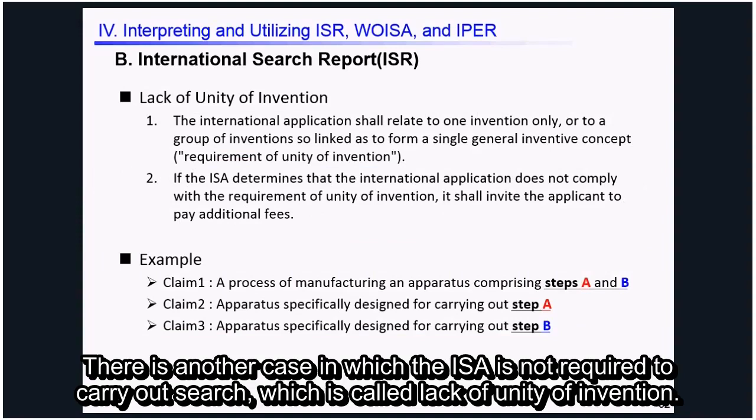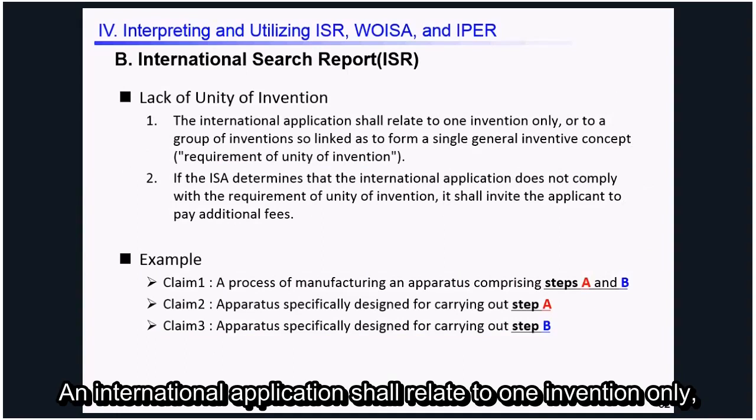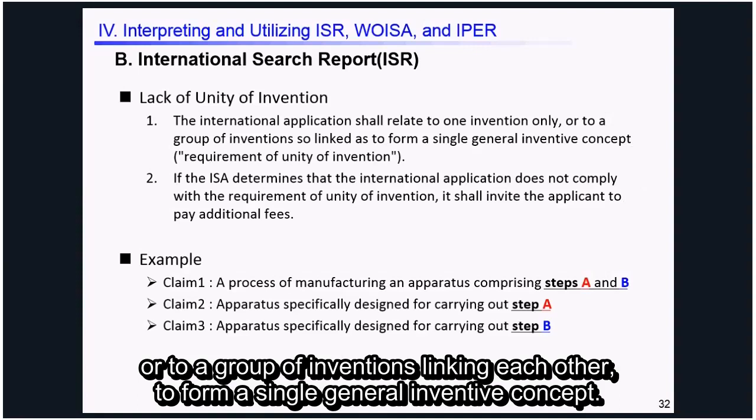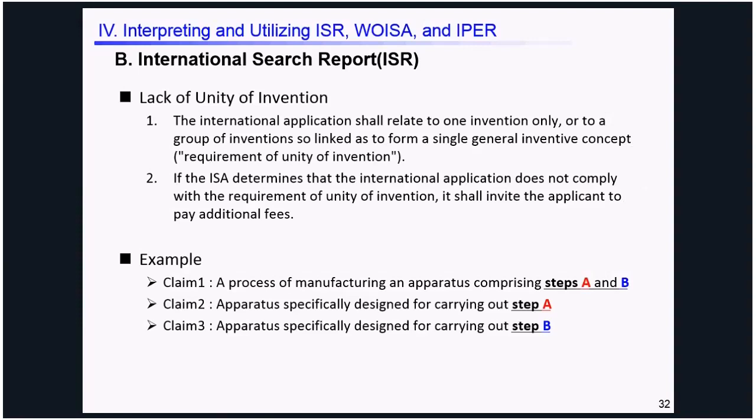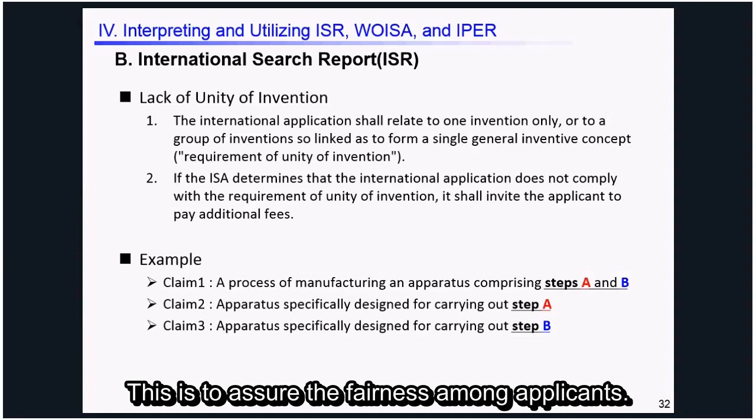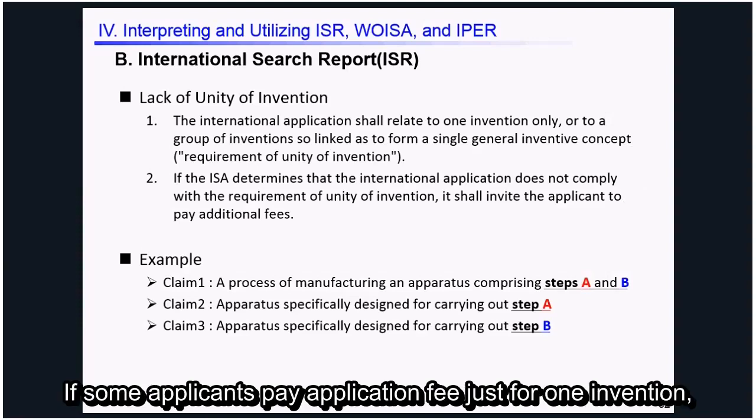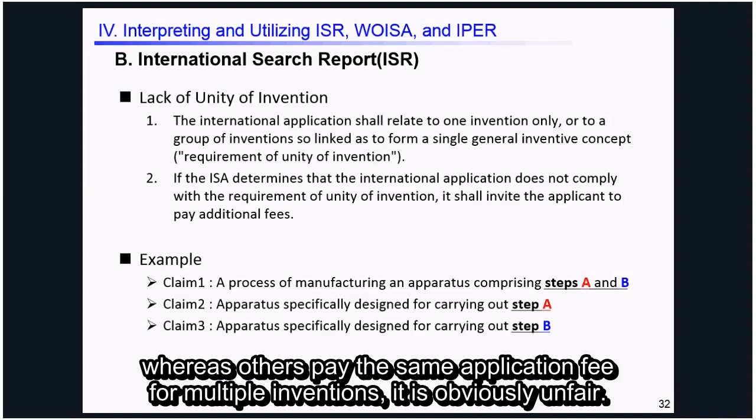There is another case in which the ISA is not required to carry out a search, which is called lack of unity of invention. An international application shall relate to one invention only or to a group of inventions linked to each other so as to form a single general inventive concept. This is to assure fairness among applicants. If some applicants pay the application fee just for one invention, whereas others pay the same application fee for multiple inventions, it is obviously unfair.